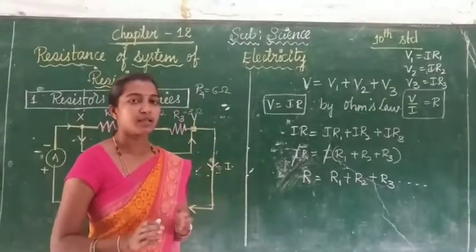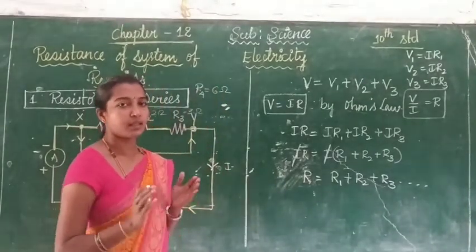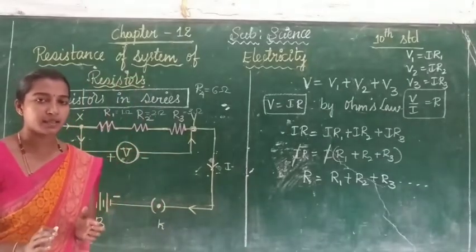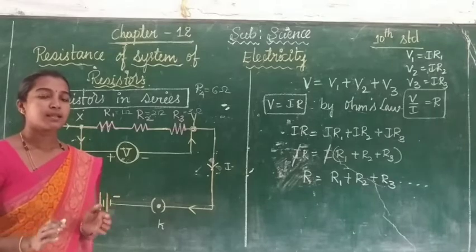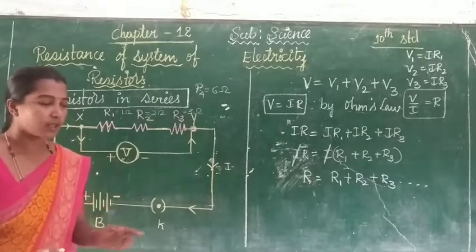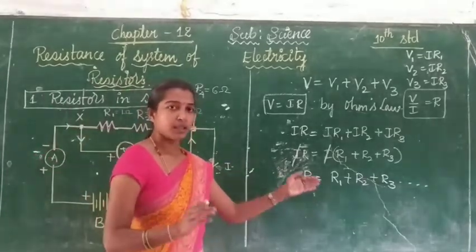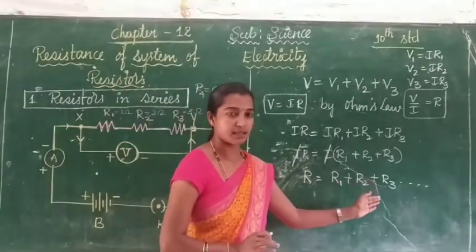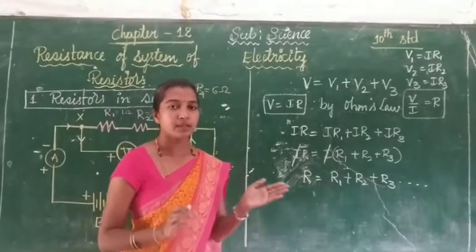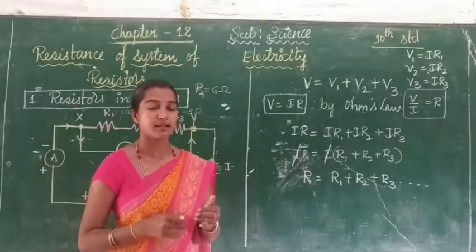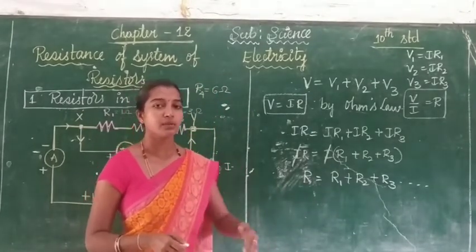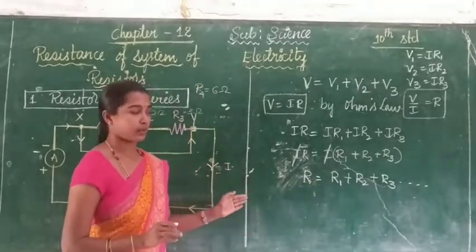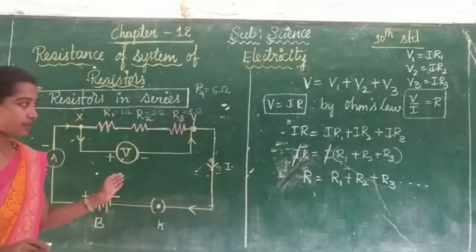Children, listen carefully. When resistors are connected in series, the total resistance offered in the circuit is equal to the sum of the resistances offered by each resistor. All of you take this.